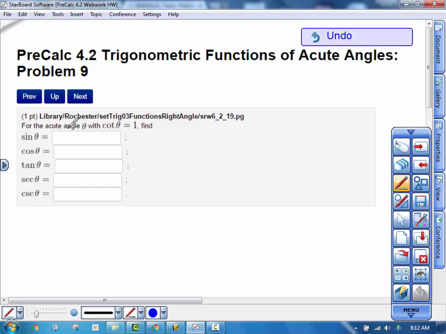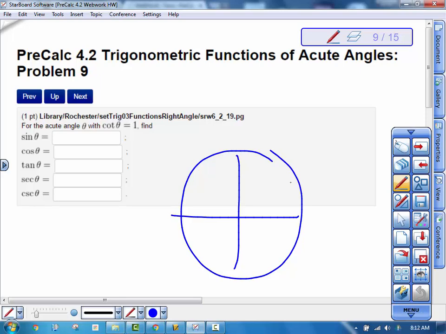The next problem gives us some clues. It tells us we have an acute angle, so we're going to always draw a picture. That helps us immensely. An acute angle, we know we're in the first quadrant. The cotangent is equal to 1. That's actually important too because it tells us that cotangent's the reciprocal of tangent, so that'd be actually cosine over sine, because tangent's sine over cosine.